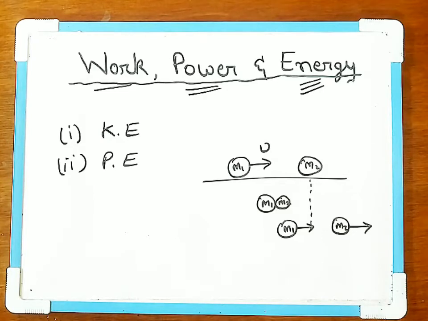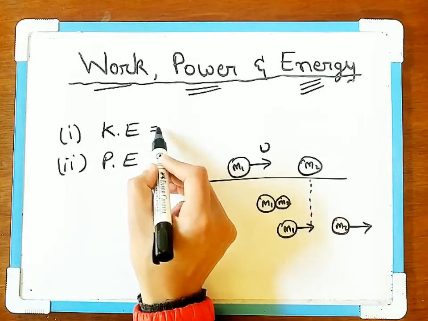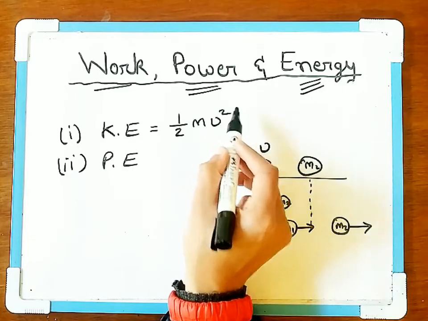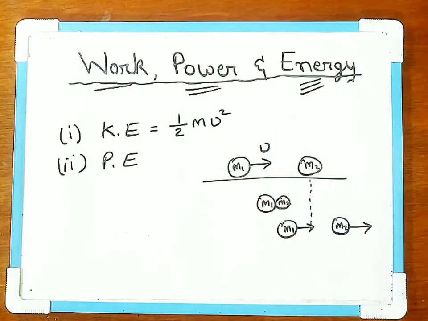So here, if an object of mass m in general moves with a velocity v, then the kinetic energy will be given as half mv square. So this is the formula for kinetic energy, half mv square.